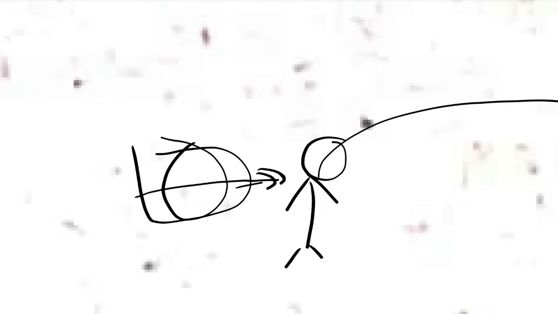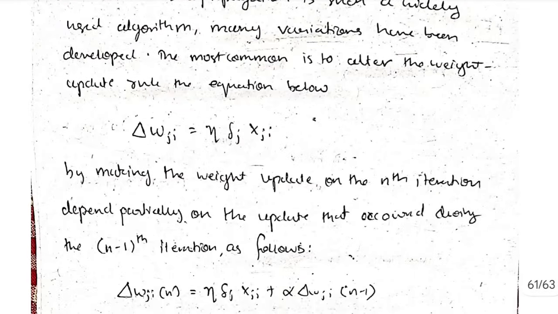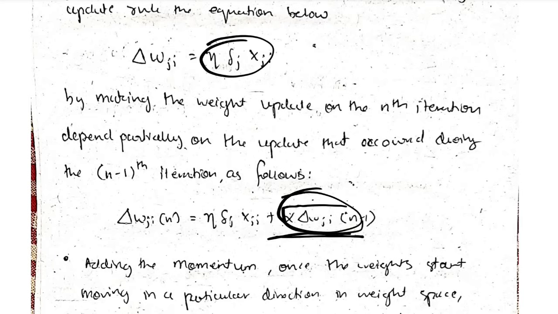If the same truck comes and hits him at 1 meter per second, nothing will happen to him. Why? Because momentum was less. Momentum is nothing but mass into velocity, right? Remember, velocity is the important concept. So adding the momentum in backpropagation is nothing but applying a separate formula. These are the things which we will be adding. This is momentum, this is the initial value. Adding a momentum will make it better.